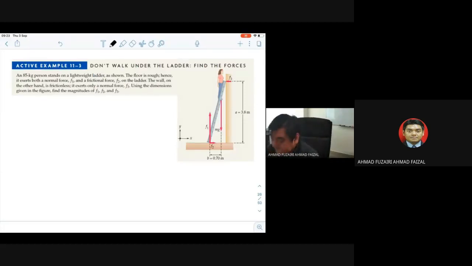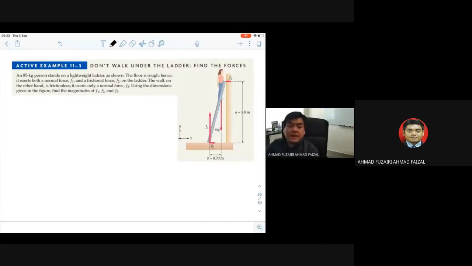That's one example over here. A 85 kilogram person stands on a lightweight ladder. Lightweight ladder meaning that we don't have to calculate the torque because the ladder is considered lightweight. Okay, tak ada weight pun. The floor is rough, hence it exerts both a normal force F1 and a frictional force F2 on the ladder. The wall, on the other hand, is frictionless. It exerts only a normal force. Using the dimensions given in the figure, find the magnitudes of F1, F2, and F3.